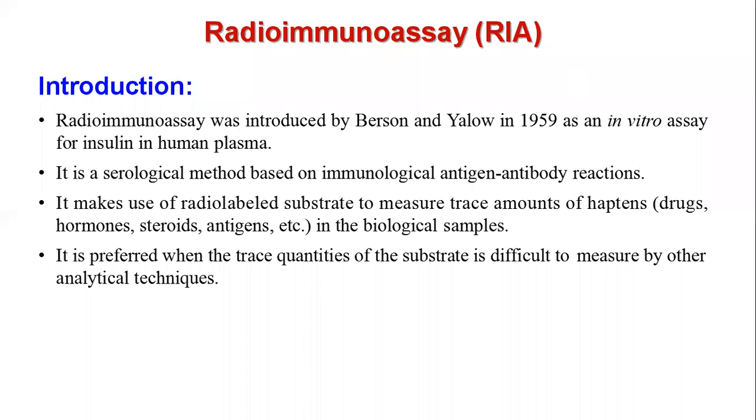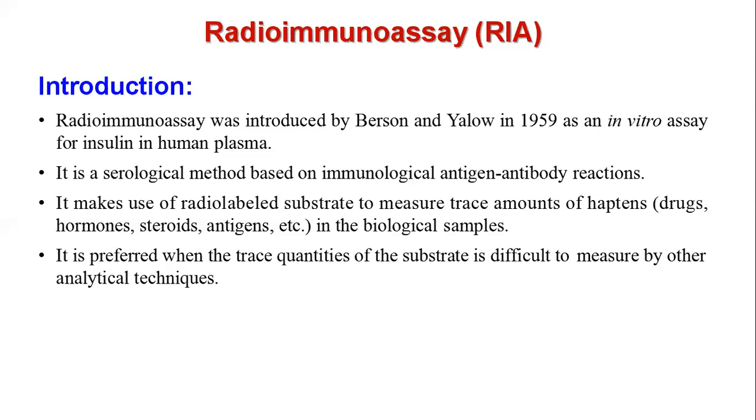Okay, so now I'm going to discuss one more antigen antibody reaction test. It's a different type of test, called an immunoassay. In this particular immunoassay, we are using a radioactive molecule as a signature molecule. So this immunoassay is known as radioimmunoassay, or RIA.